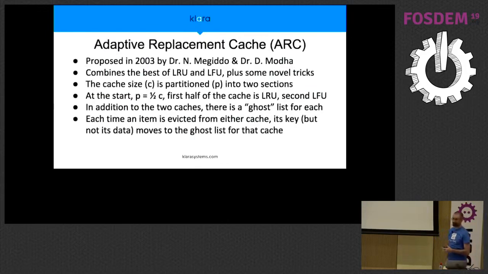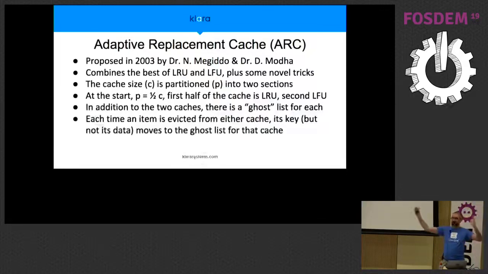So in 2003, two researchers gave a paper at the Usenix FAST conference called the Adaptive Replacement Cache. And the concept here is to combine the best of the LRU and LFU caches together, along with some novel tweaks of their own, to make the most efficient cache possible.